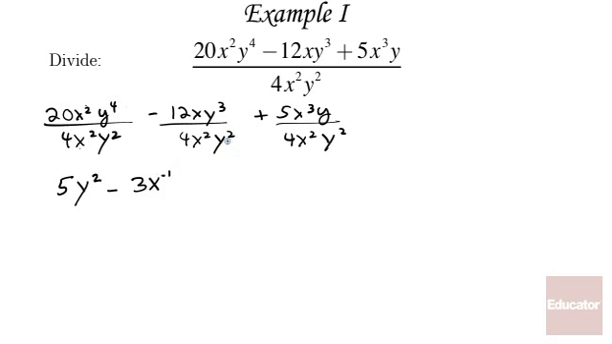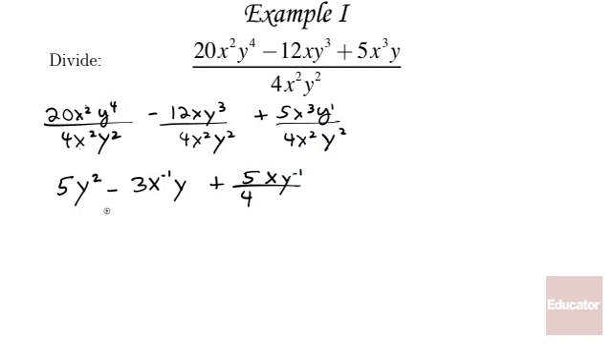Y to the third divided by y squared. 3 minus 2 just gives me y. Plus, just leave this as 5/4. X to the third divided by x squared is x. And then here I have y, which is really y to the first, divided by y to the second, is 1 minus 2, and this is y to the negative 1.